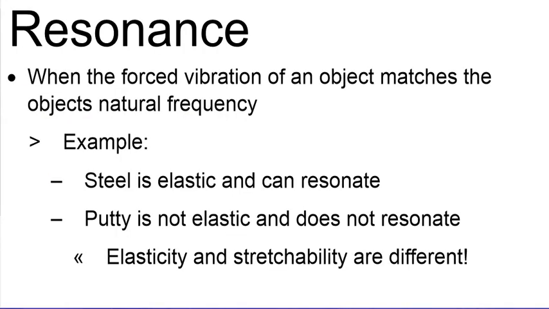Now, resonance itself. This is when the forced vibration of an object matches the object's natural frequency. So, for example, as far as materials go, steel is elastic and can resonate. Putty is not elastic, it's only stretchable, and it does not resonate. So as a quick reminder, elasticity and stretchability are different. So steel can be caused to stir into resonance.